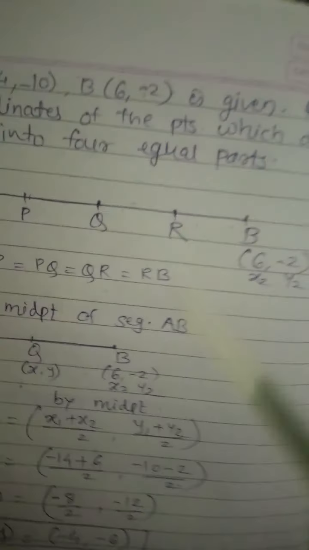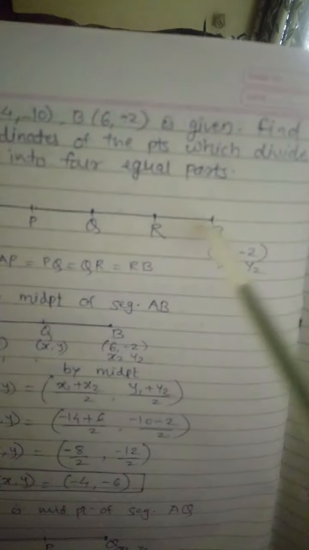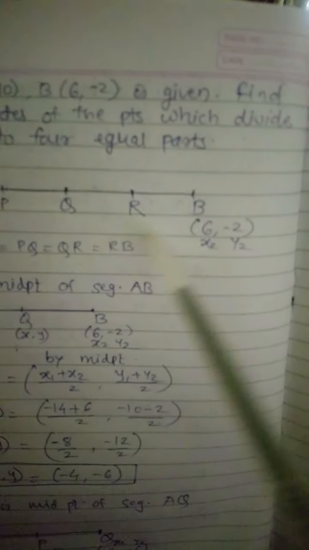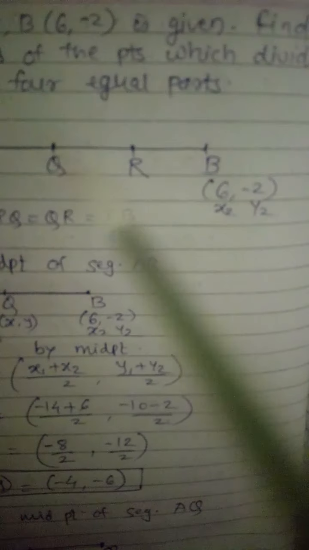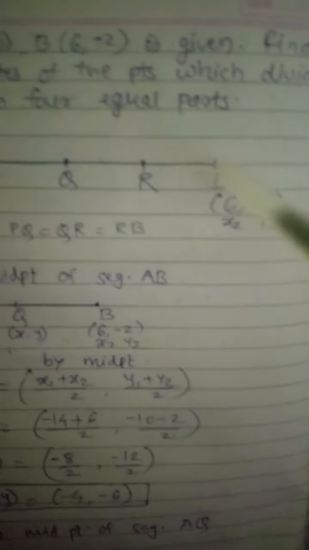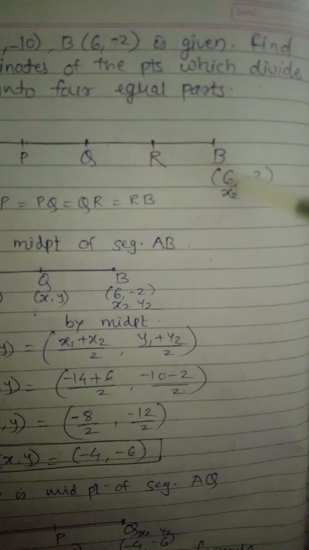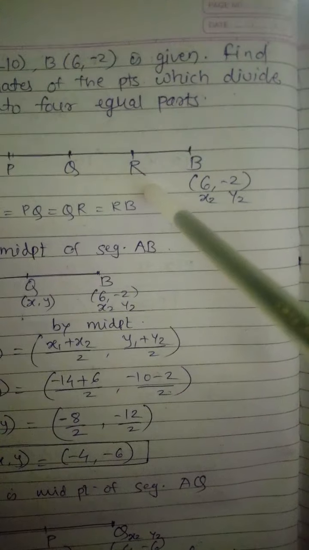Now the remaining task is to find the coordinates of R. Again we are taking this part of the figure, that is Q, R and B. Here R is the midpoint of QB, so by again using the midpoint formula we can easily find the coordinates of R.